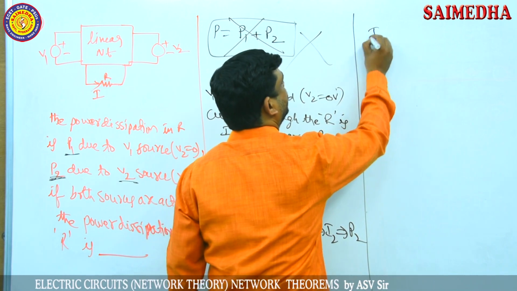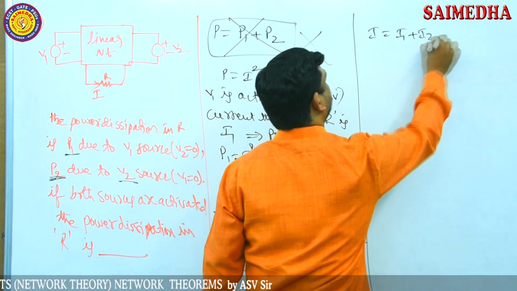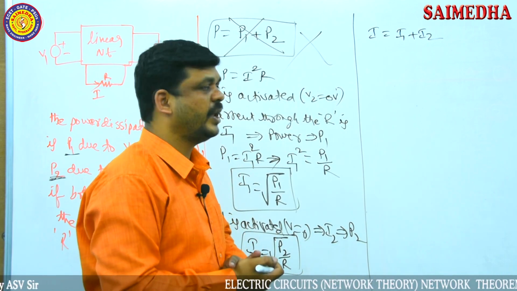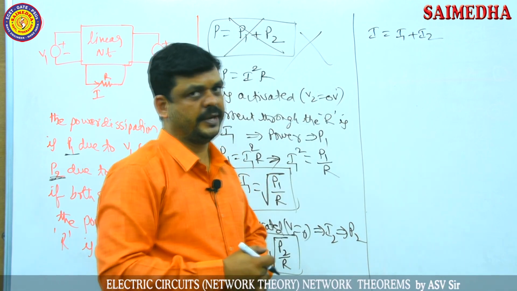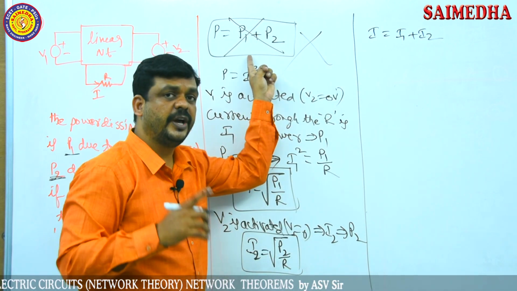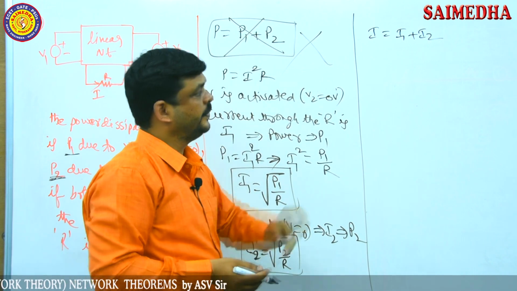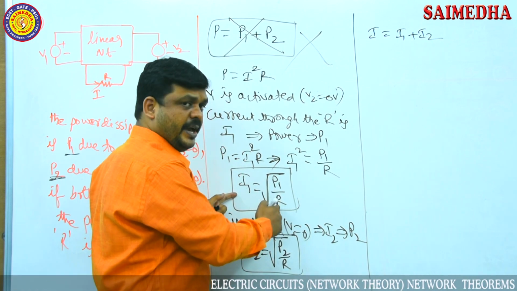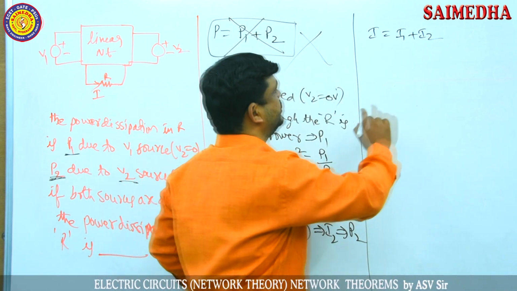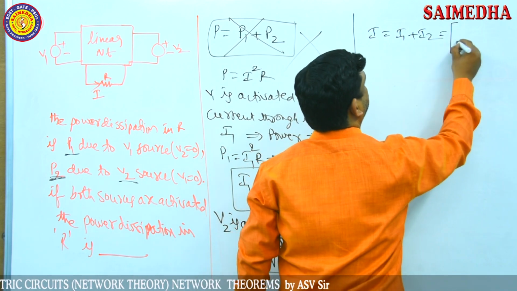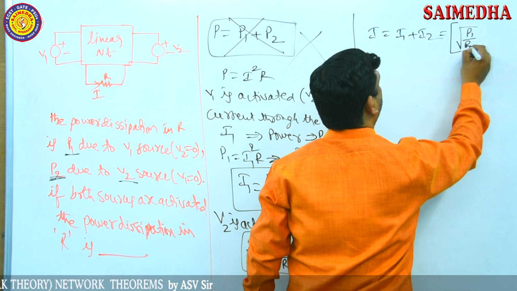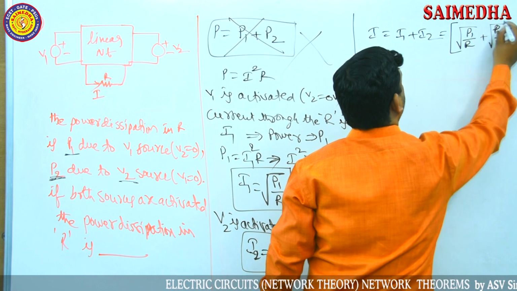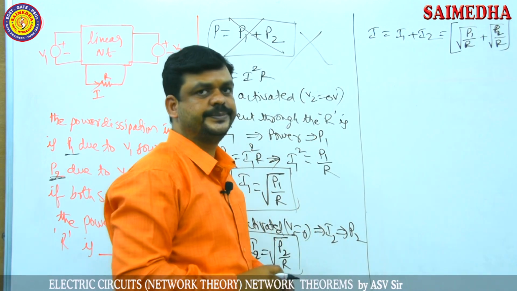From the superposition theorem, the total response is equal to the sum of individual responses. Now I am taking those individual responses as current parameters. So the current I is equal to I1 plus I2. The superposition theorem is applicable here, but this statement is not suitable for power, so don't write it for power. Then I is equal to I1 plus I2, with I1 equal to root P1 by R and I2 equal to root P2 by R. Substituting those equations, this is equal to root P1 by R plus root P2 by R. So finally we get the total current.